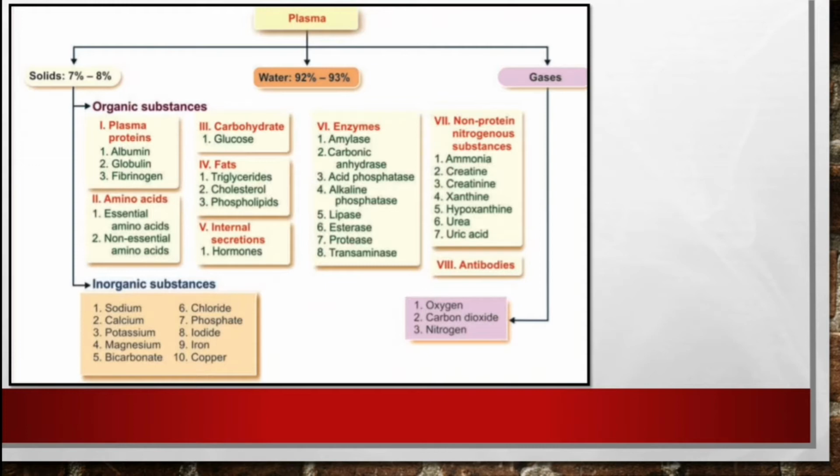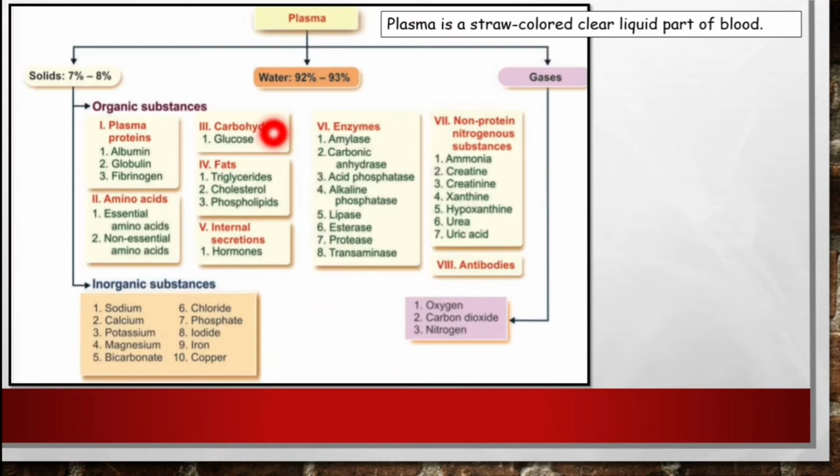Let's start with the plasma. Plasma is a straw-colored clear liquid part of blood. We can divide it into 3 parts: water, which covers about 92 to 93%, solids, which cover 7 to 8%, and we also find gases. So let's start with the solid part.